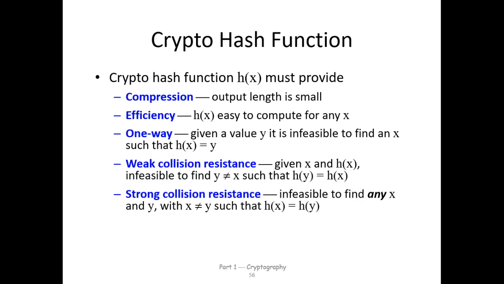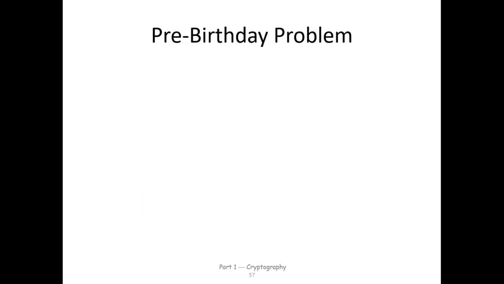Compression: the output length should be small. Efficiency: h of x is easy to compute for any x, and it is one way. Then weak collision resistance and strong collision resistance. What we discussed in the last class is that a lot of collisions exist, but they are hard to find. Before going into detail about the crypto hash function, we have certain applications and examples.